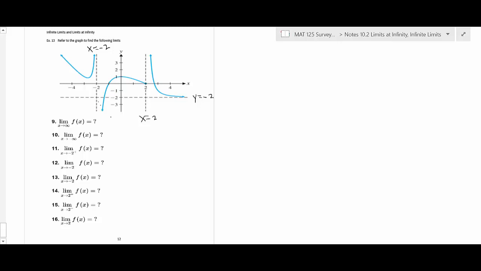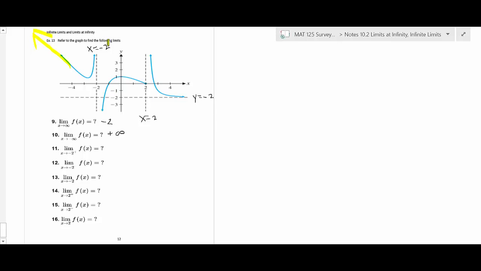How about number 9? What do you think the answer is? -2, absolutely. As you're going to infinity, the graph is leveling off at -2. Remember, when you do a limit, you're always doing a y value. How about number 10? What's the answer? Infinity, exactly. As you're going to the left, what's the graph doing? Just getting bigger forever, right? So you'd say infinity.